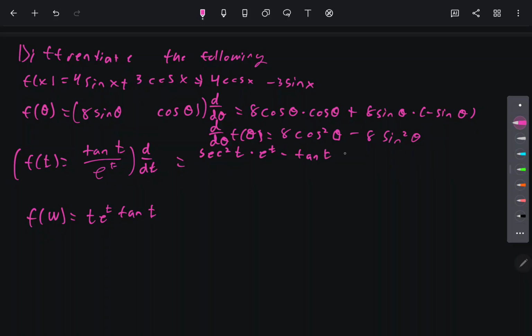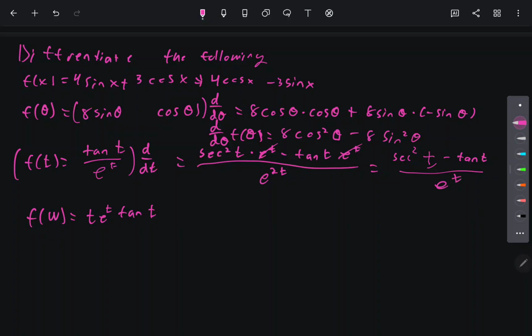All over e to the t, times by e to the t, all over e to the 2t. Well, this 2 will cancel with all of those e to the t, so we're just left with secant squared of t minus tangent of t, all over e to the t.